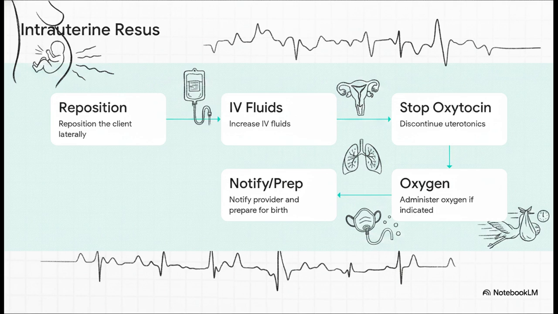You have to relax that uterus and stop the contractions that are stressing the baby. Step 4, administer supplemental oxygen if the mom is hypoxemic. And finally, if the tracing still isn't improving, you notify the provider and prep for an emergency birth.